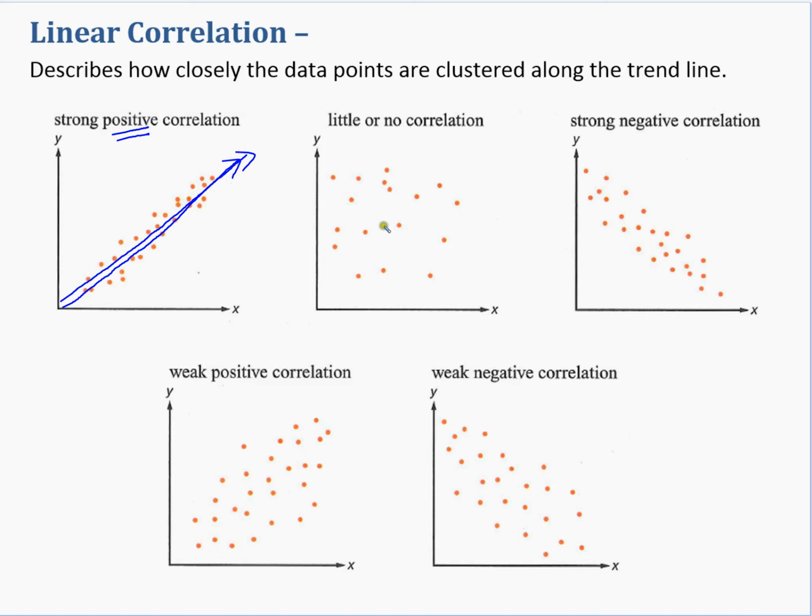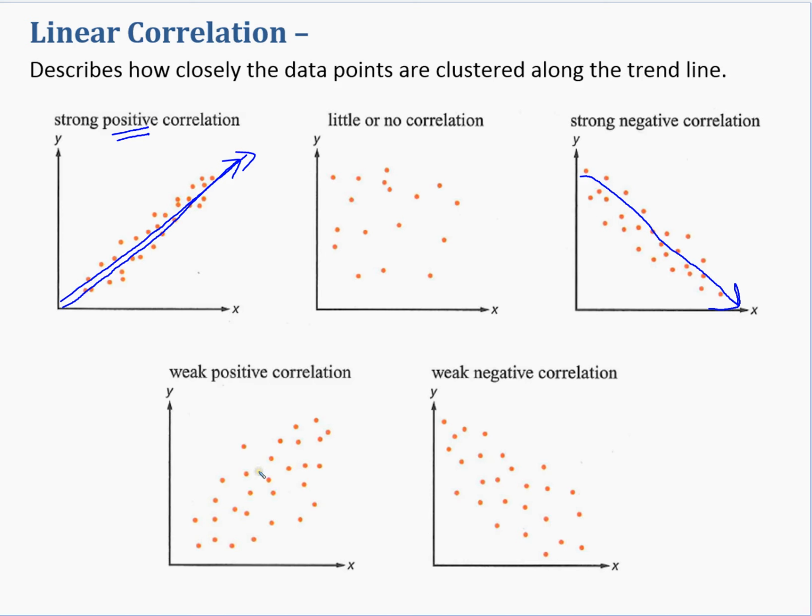This one really has no line. We can't put a line in here anywhere that really shows a good correlation. So that's no or little correlation. Here we see this is coming down left to right. So that's a negative slope. And so we would say that's a strong negative correlation because all the points are really pretty tightly clustered.